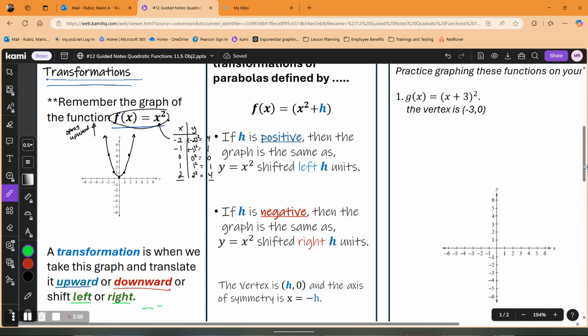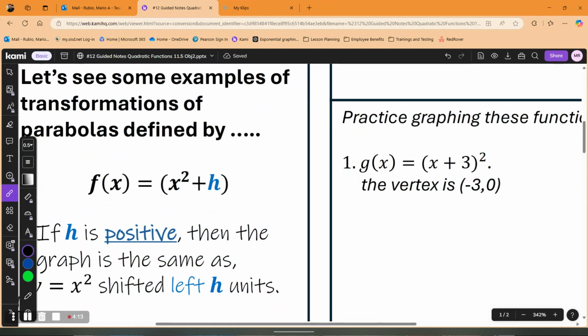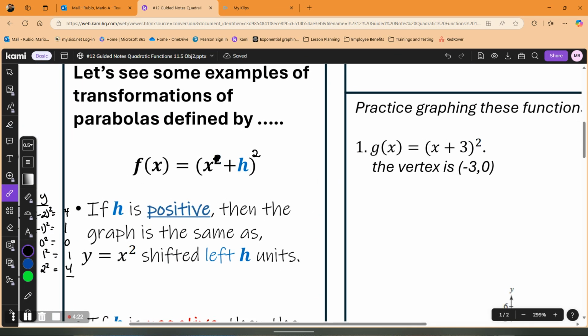F of x equals x squared plus k. K made it move up or down. And now what we're going to see here is this h is going to make it move left or right. Again, I made this mistake. Please correct it for me. I'm sorry that I had already printed these pages up after I made the video, and I don't want to go reprint 200 pages. Scratch out the 2 here and put it on the outside of the parentheses.